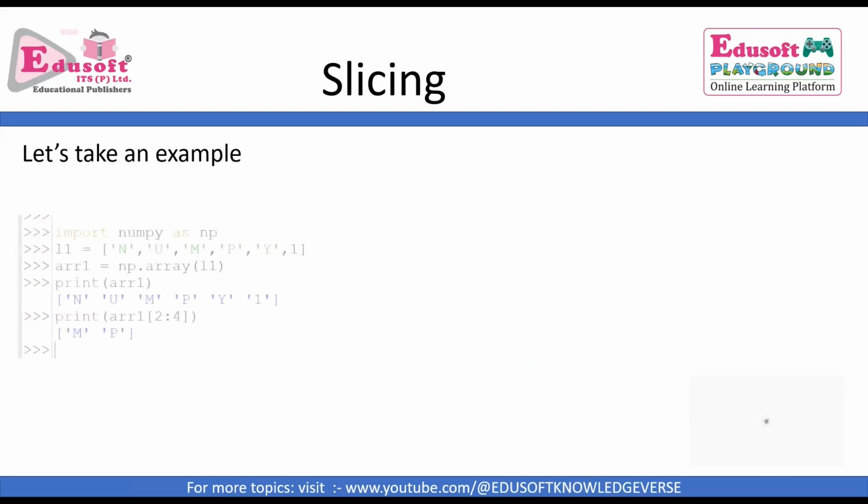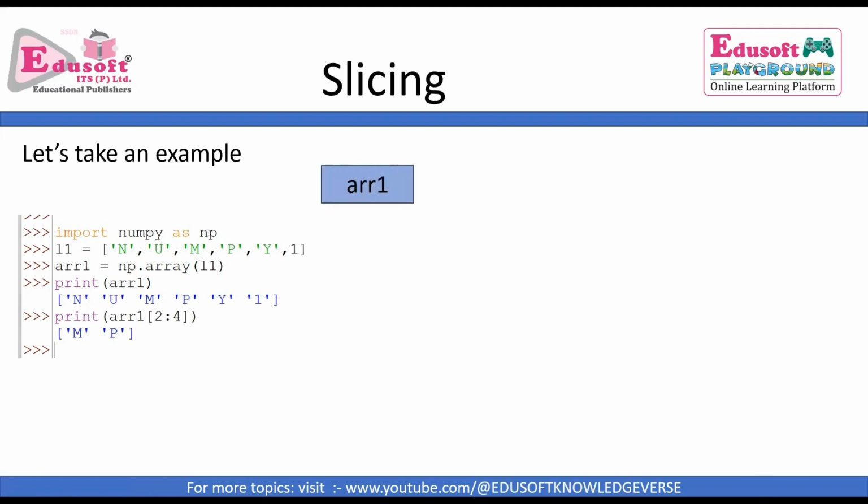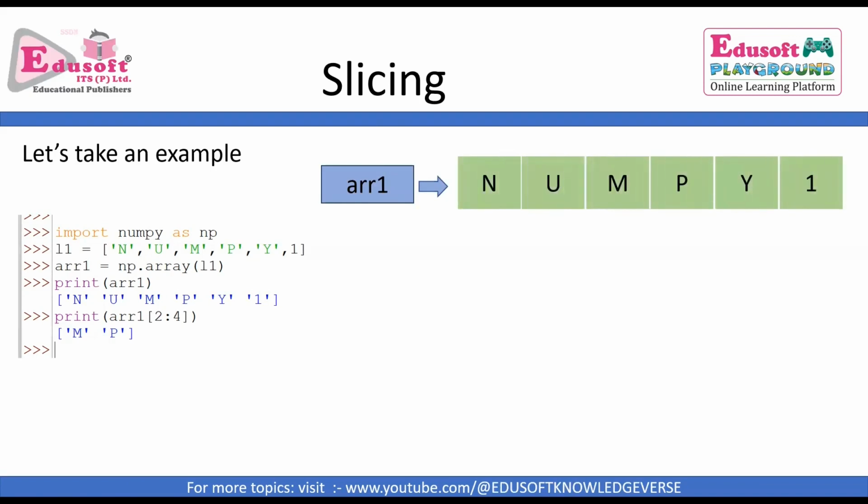Coming to slicing in a one-dimensional array, you can see the code over here. This is L1, our list. We are creating our array, array1, from the list. Now, what we are doing here, we are printing our array, array1. Now, what if I want to get the elements from M to P? In this case, as the start we have to give the index of the start element. And as the stop, we have to give the index after the index of the element we want to have.